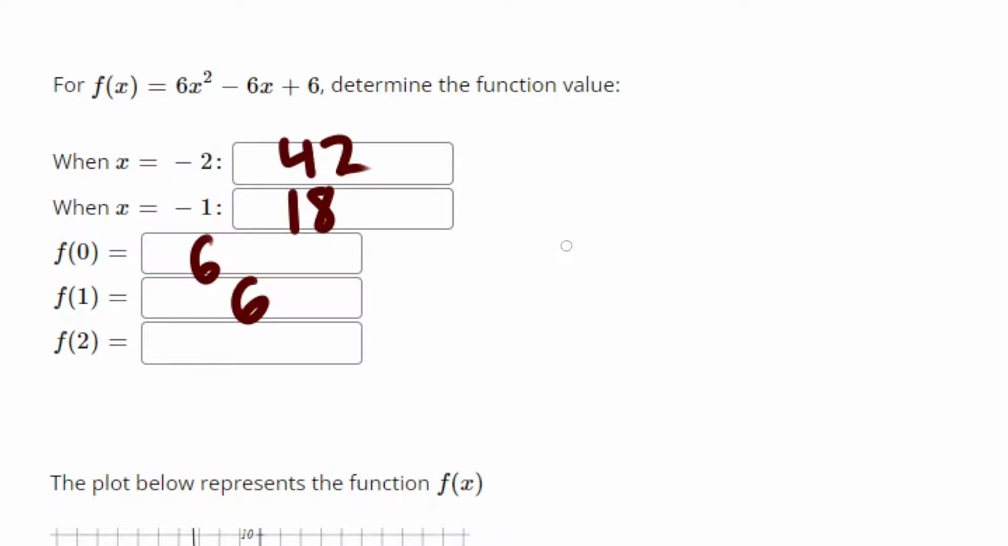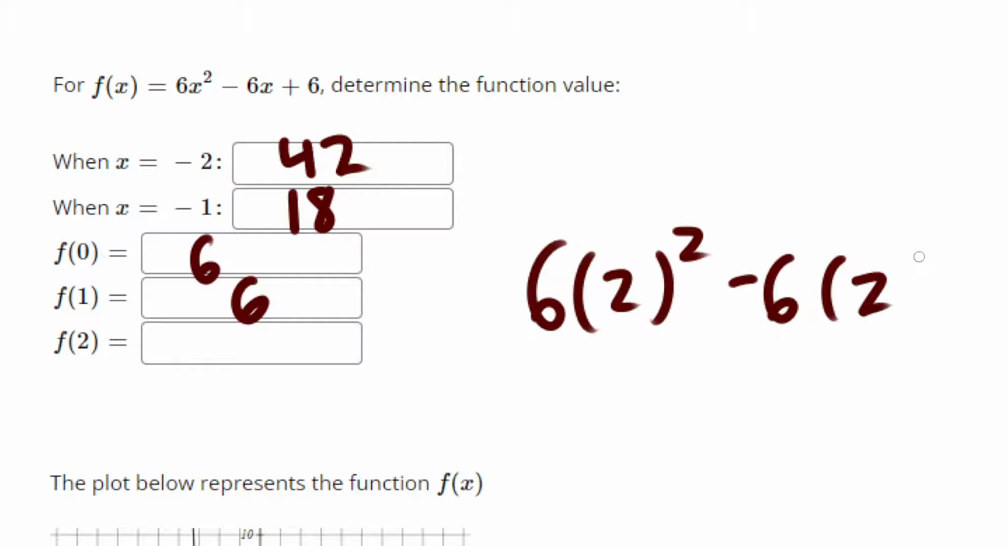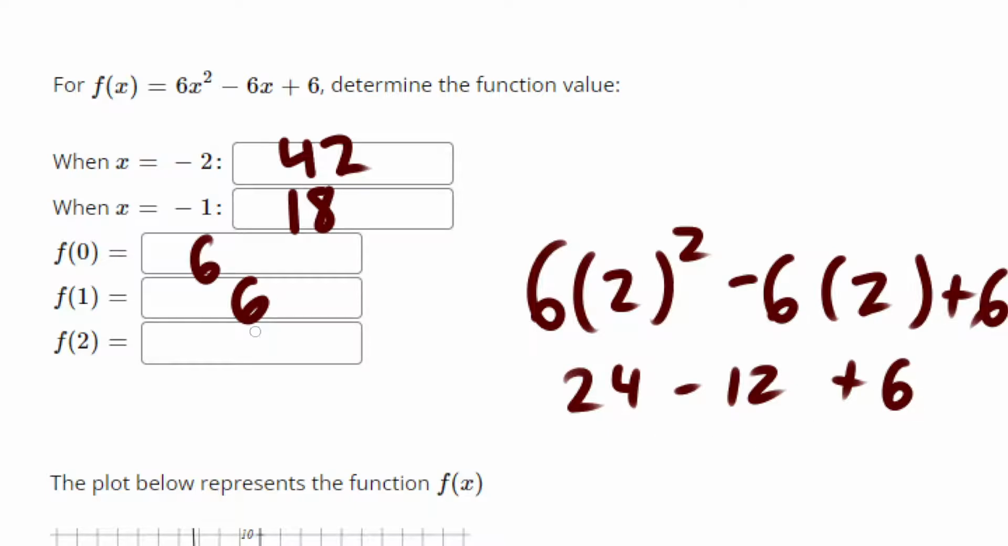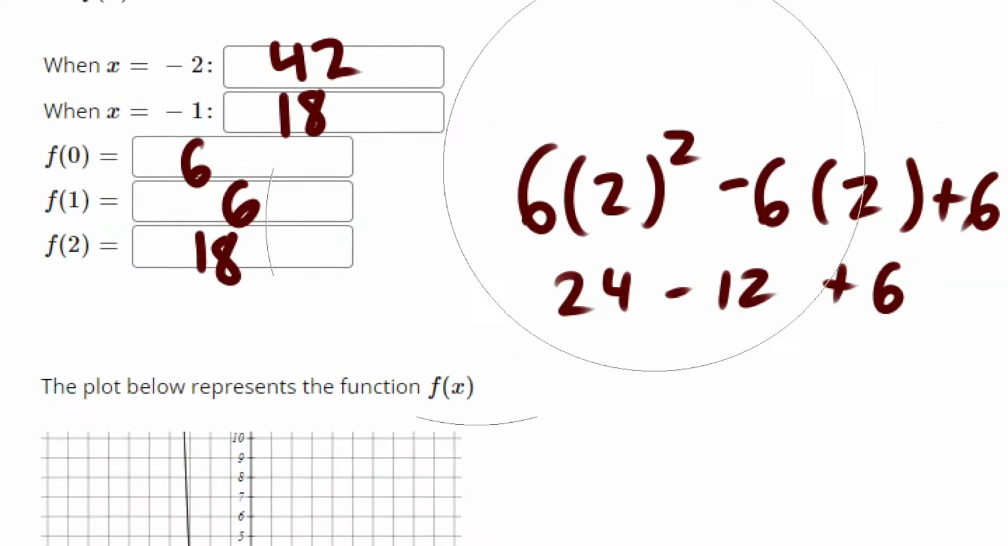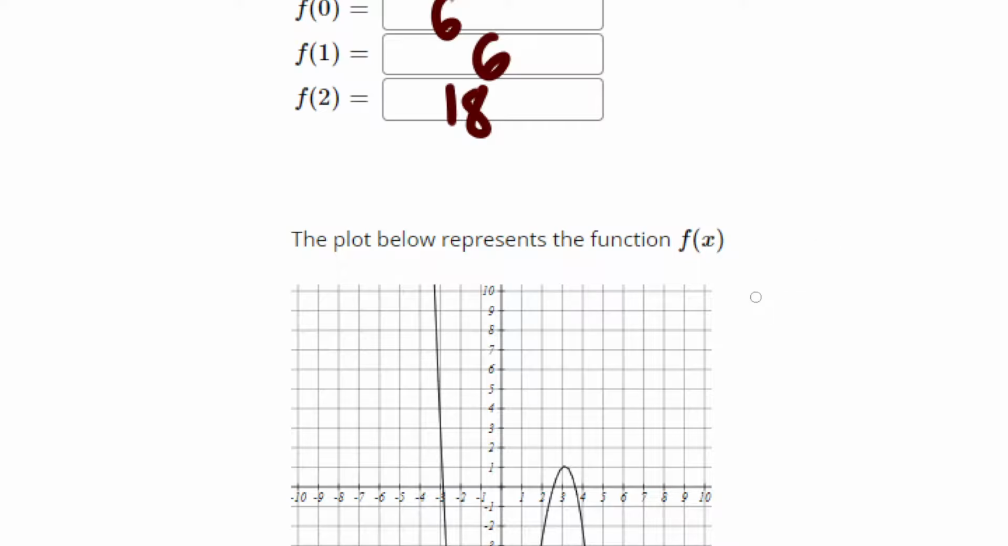Now for 2, we'll do 6 times 2 squared minus 6 times 2 plus 6. This gives us 24 minus 12 plus 6. This gives us 12 plus 6, which is 18. That would be the answer for this type of problem.